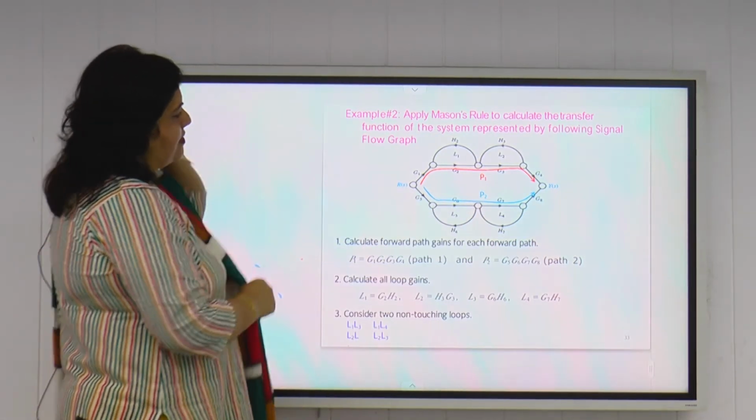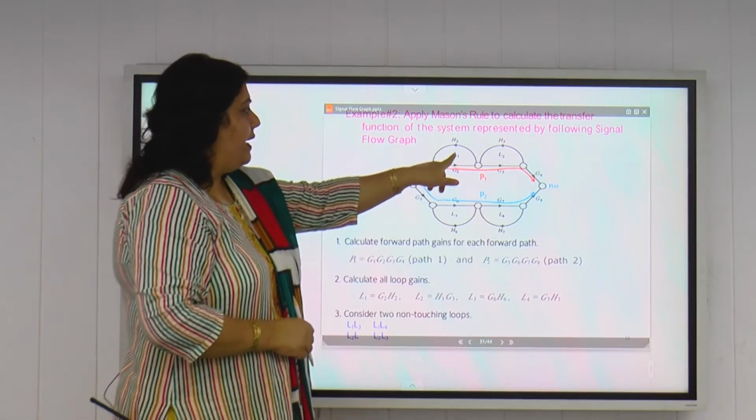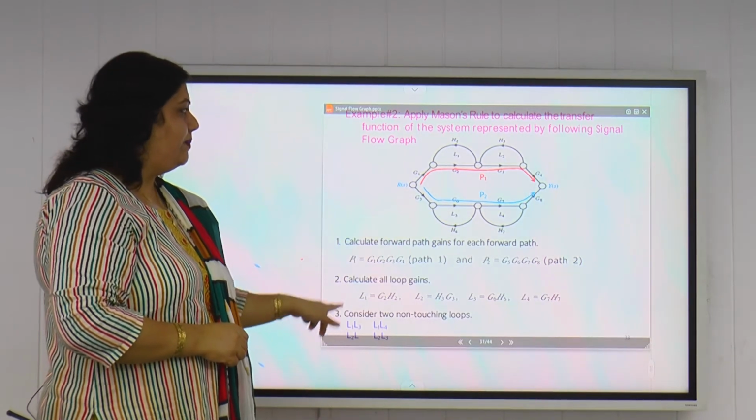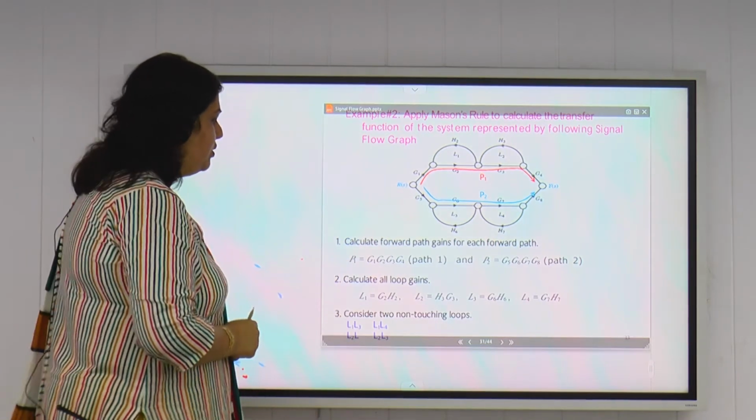So we will multiply the transfer functions here, L1 and L3. L1 is G2, H2 and L3 is G6, H6. So for L1, L3, the first pair will become G2, H2, G6, H6. This is the first non-touching loop pair.